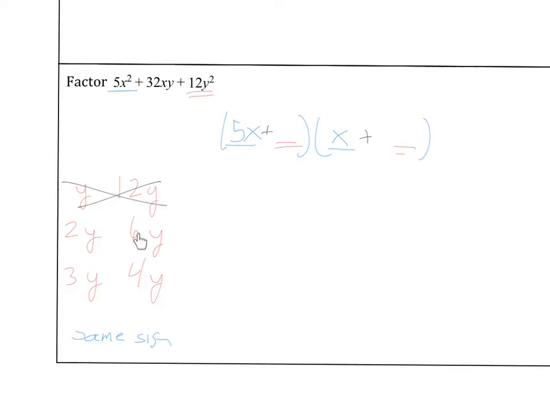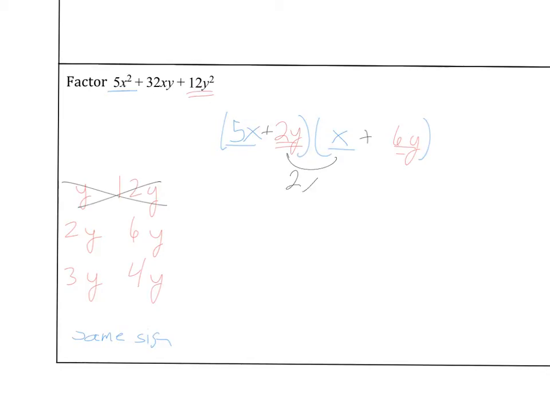2 and 6. Let's think. Oh, this one actually looks pretty promising. If I take this 6 and I throw this 6 over here, I can see that I'm going to have a 30xy. That's pretty close to that number over here. I need to get a 32, right? This 2y then would have to go here. This seems like it probably is correct to me.